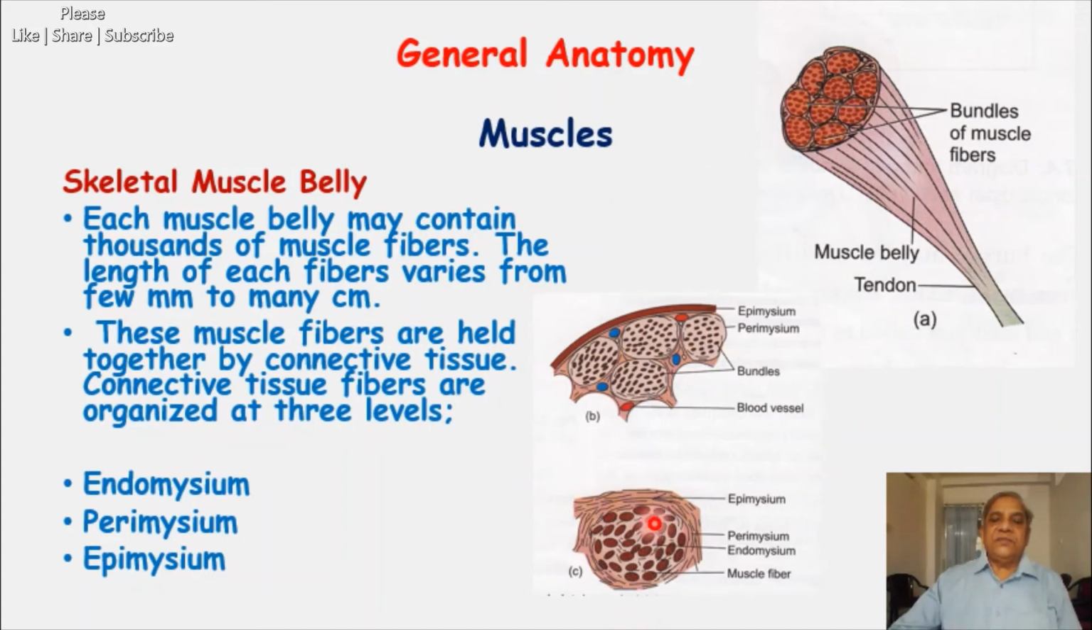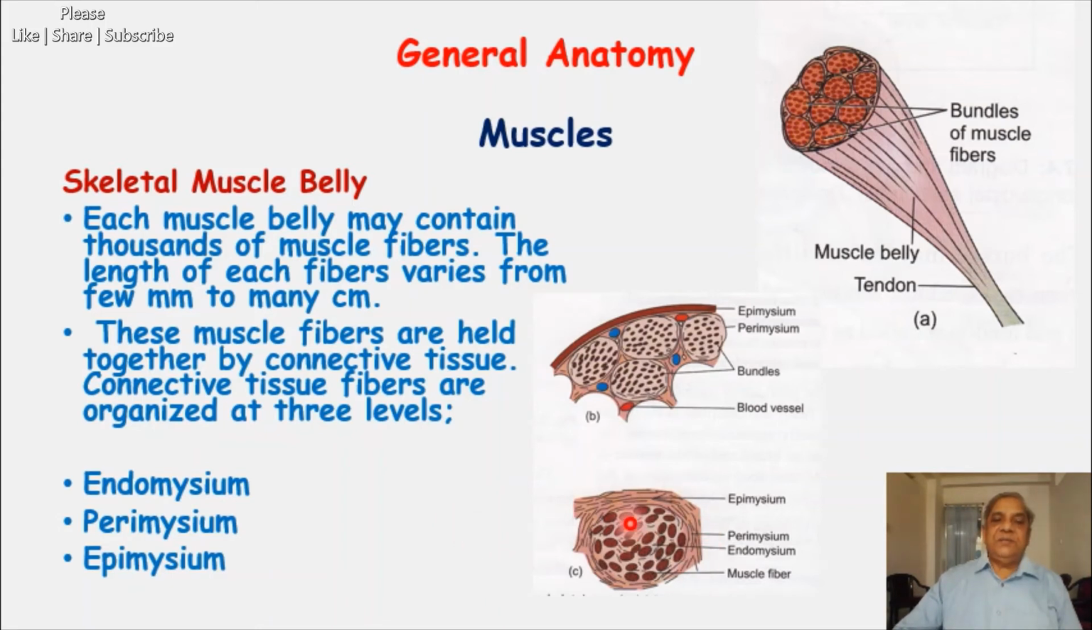Now, individual muscle fiber, see this lower diagram here. Each individual skeletal muscle fiber is covered by delicate connective tissue, and this delicate connective tissue covering the individual muscle fiber is called endomysium. Then hundreds of the muscle fibers are covered by a layer of connective tissue fibers, and this group of muscle fibers covered by this layer is called perimysium.